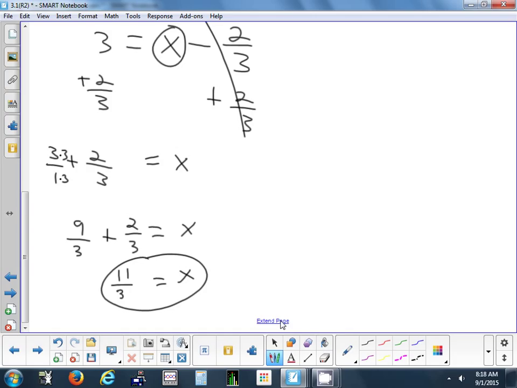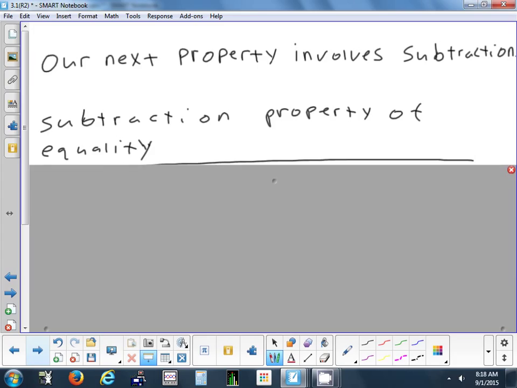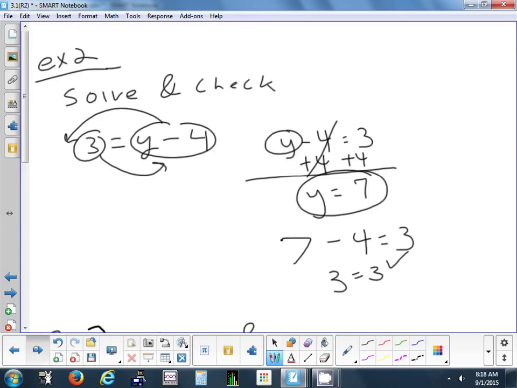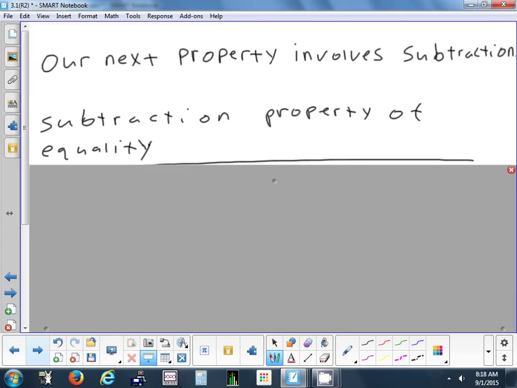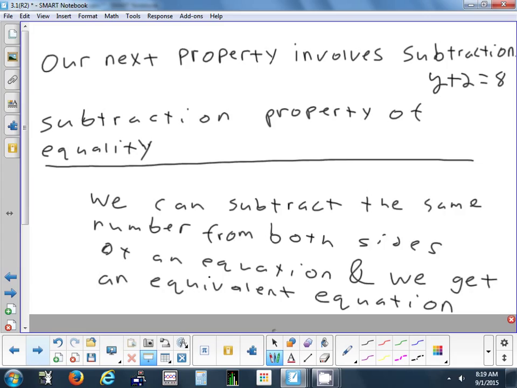All right, so any questions on that one? So that kind of reviewed a little bit about fractions. So that's a good one. All right. Sometimes we're going to have equations where adding the same number to both sides just won't work. For example, if you had something like y plus 2 equals 8, you can't add something to both sides there and get y by itself. So in this case, we've got another property that says you are allowed to subtract the same number from both sides.